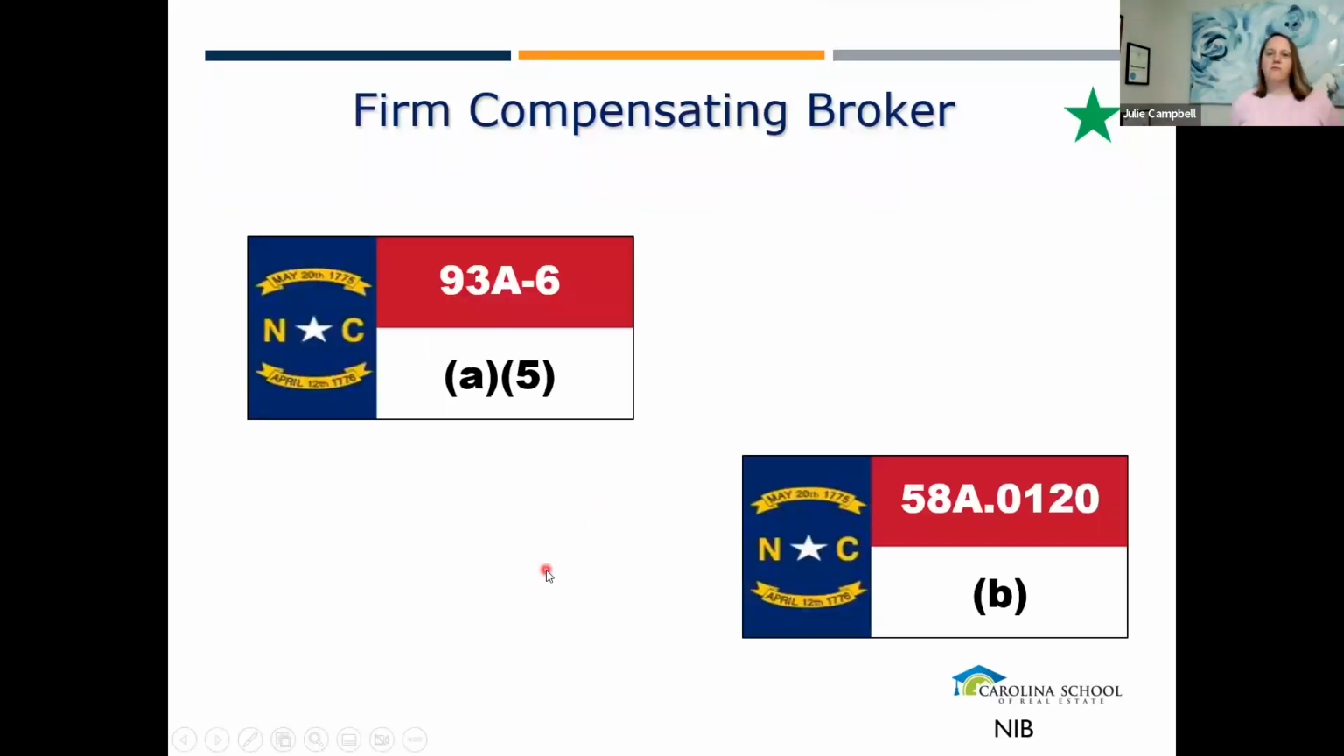A couple more just for reference, talking about the firm compensating the broker, making sure you get paid. The 93A.6 is the license law. That's one I have in the online learning system for you guys, in the Campbell folder. I think you guys should read that.